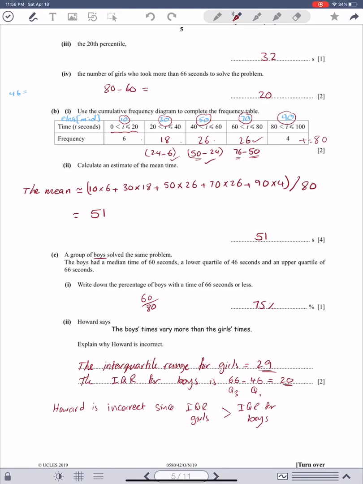Then we write the formula to find the mean, which is the class mid times the frequency, plus the class mid times the opposite frequency, to the end. Use the calculator, multiplying each value here, then divide the total by the sum of the frequencies, getting 51.